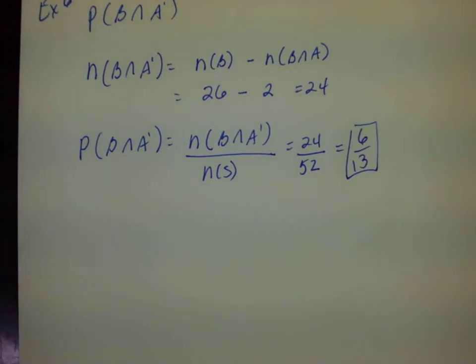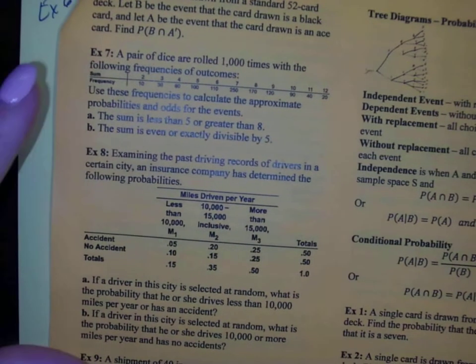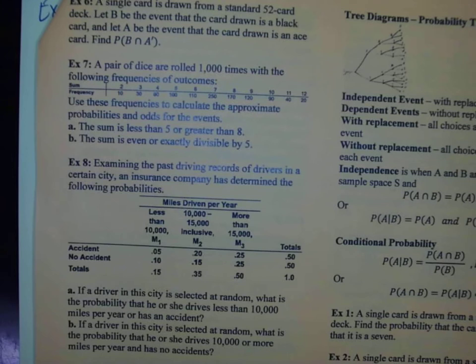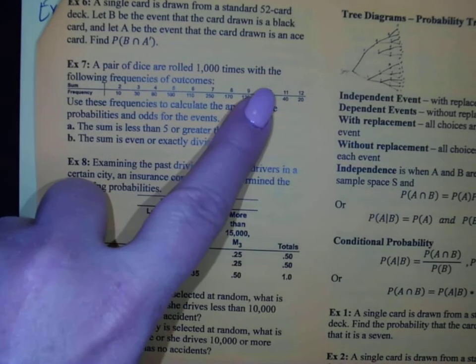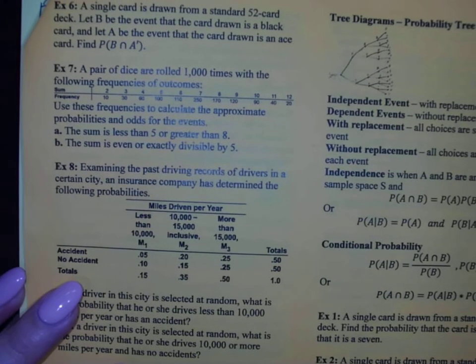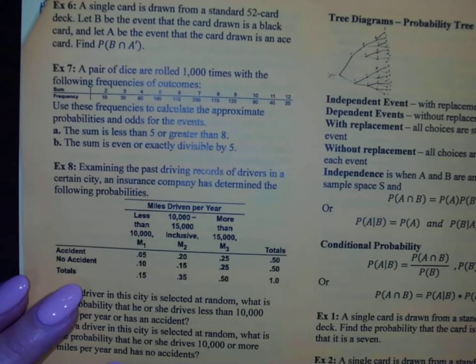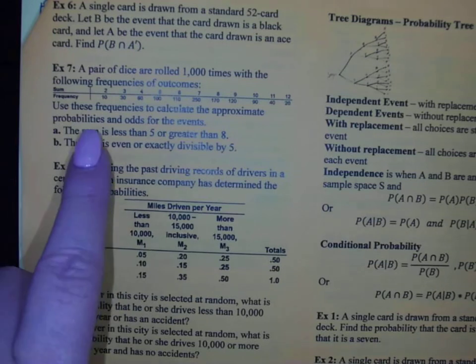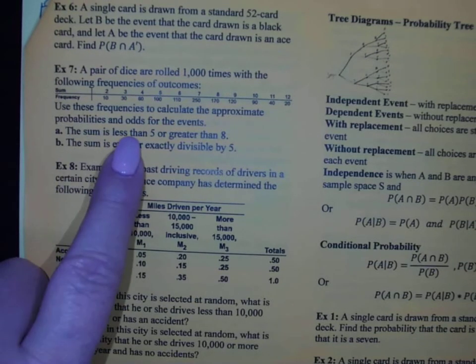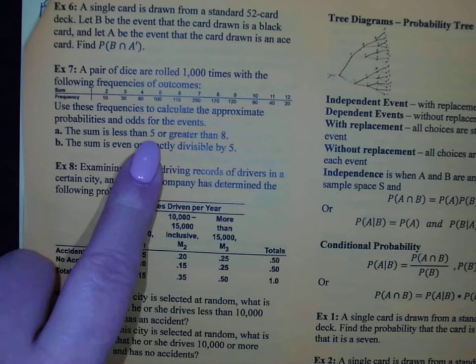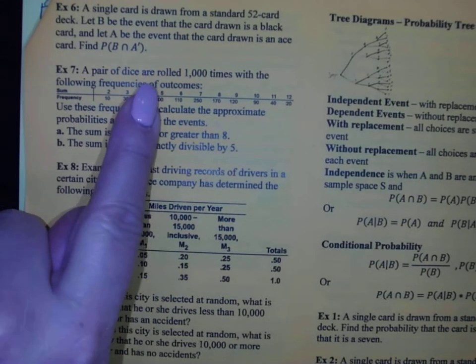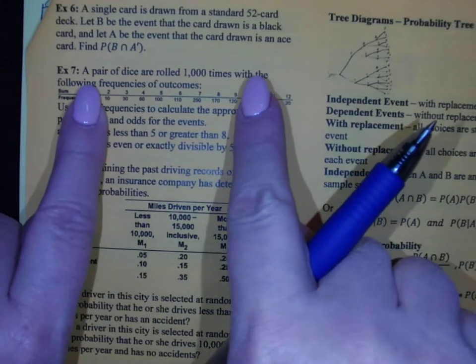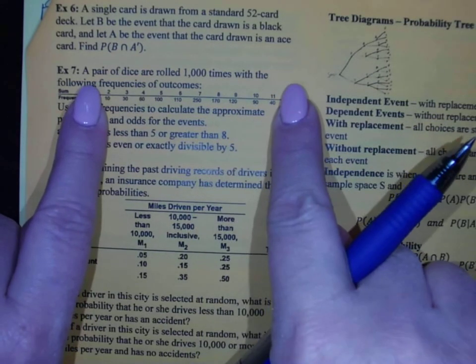All right, let's go look at number 7. For number 7, we have a pair of dice that are rolled 1,000 times with the following frequencies of outcomes. So here's the list of frequency of outcomes. We're going to use those to calculate the approximate probabilities and odds for the event. So we're looking for the sum is less than 5 or greater than 8. So less than 5, so not equal to 5, but less than 5, and greater than 8. That means not equal to 8, but greater than 8.